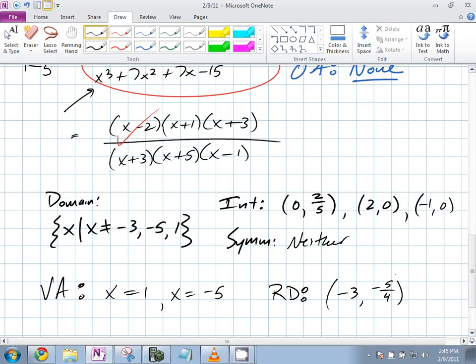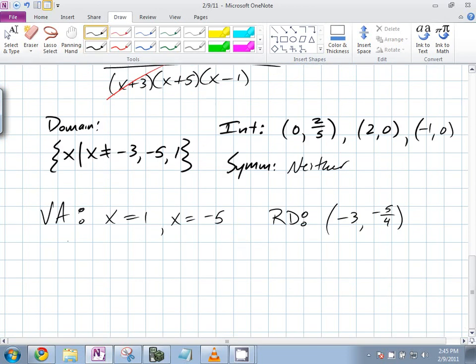So if you cross this out, what crosses out? The x plus 3 crosses out. Now you plug in -3, and you end up with -5/4. Awesome. So what's left here? We have the horizontal asymptote, y equals 1, and we already know that. And oblique.